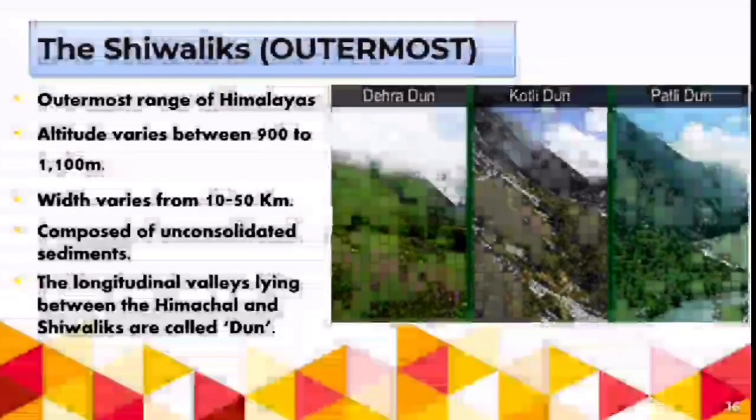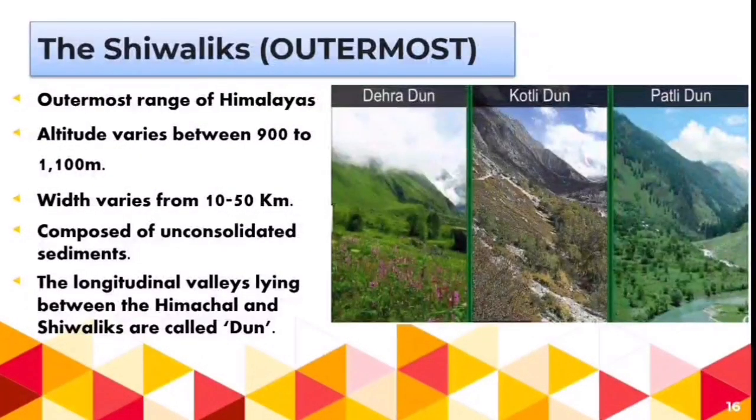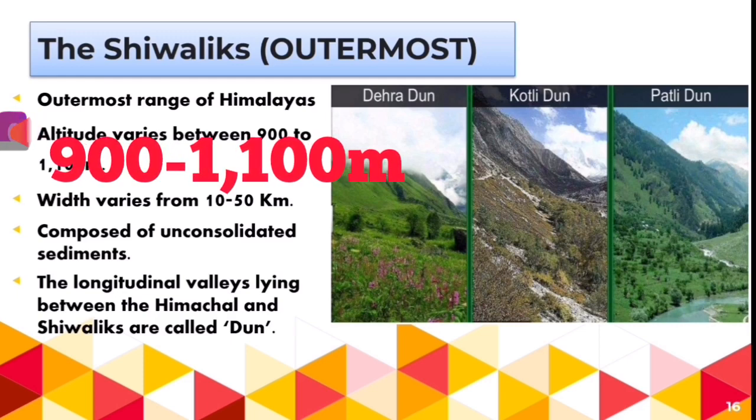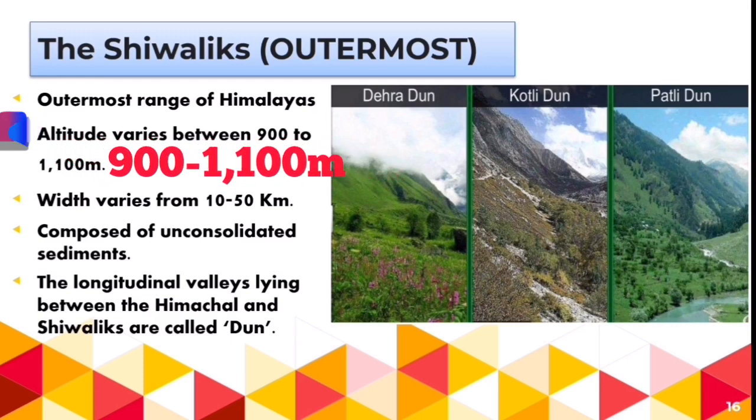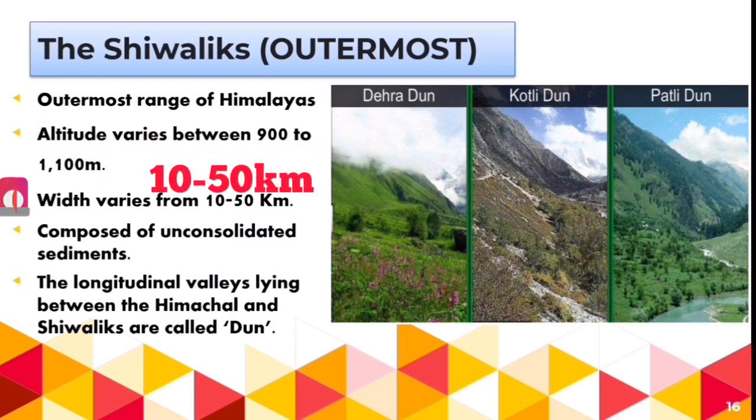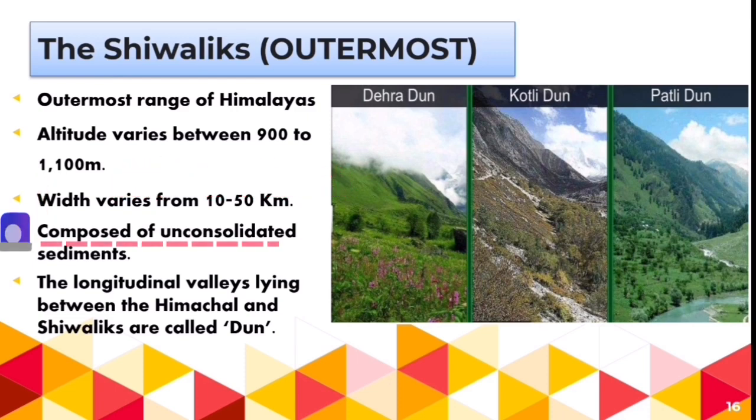The third range is the southernmost or the lowermost range of Himalayan mountains, that is the Shivaliks. It is the outermost range of Himalayas. Altitude ranging from 900 meters to 1100 meters, while the width varies from 10 to 50 kilometers. As it's the lowermost range, we are reducing in its height. Composed of unconsolidated sediments. So it's the loose sediments that we have in the lower range.